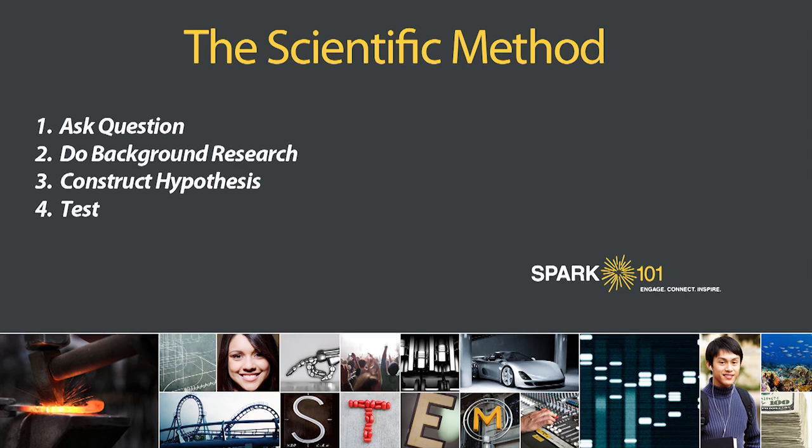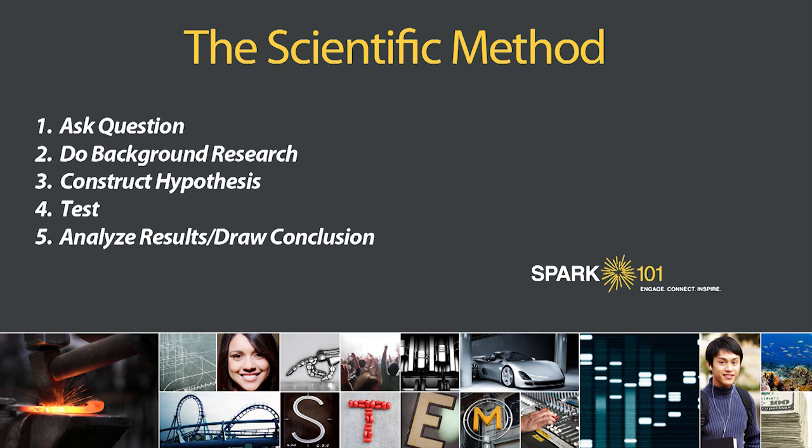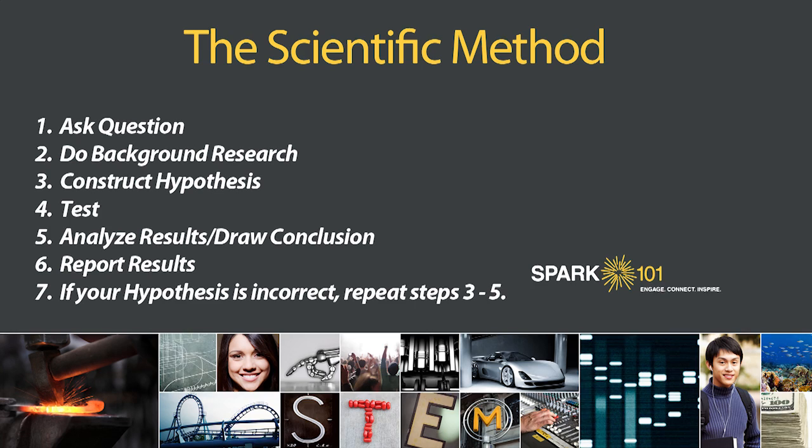Step 4 is the fun part. Let's test it out. Step 5. What did you learn from your experiments? Step 6. Look at your results, and if your hypothesis was correct, report them. Step 7. Look at your results. If your hypothesis was not correct, you need to make a new hypothesis and repeat steps 3 through 5 until you find a solution that works.